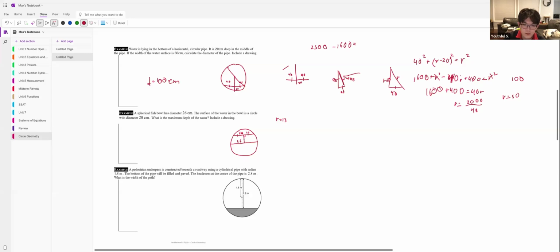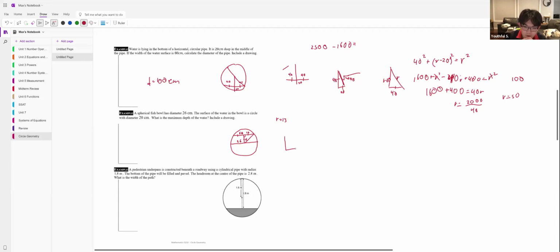And then we're going to solve for this. This right here, we'll label that as x, and then we can just add that to the radius to find the depth of the water. Right? Because when it's in the center, it's the maximum depth of the water, right? So we can solve for x using Pythagoras once again.